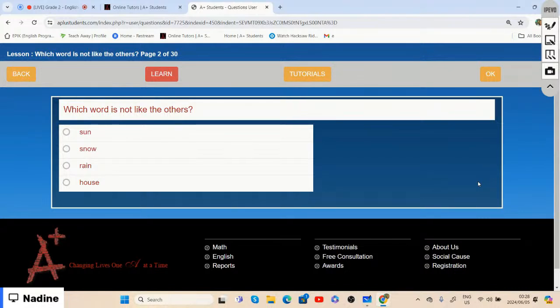Which word is not like the others? Sun, snow, rain, or house? We need to identify the word that is not like the others.